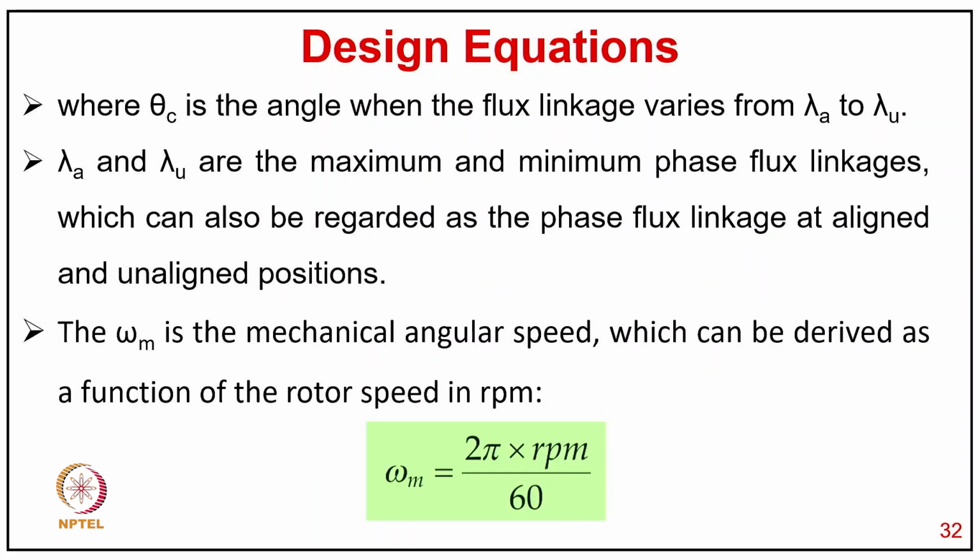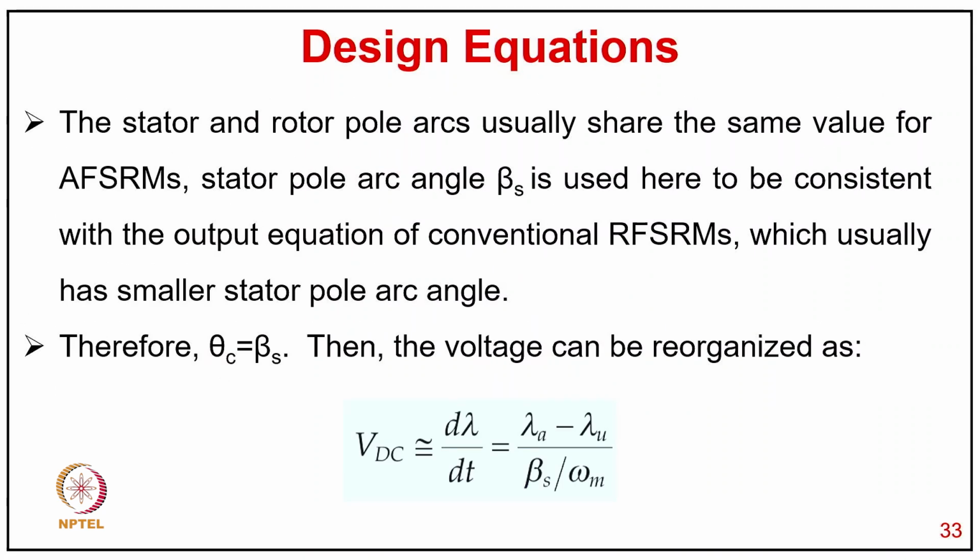Here theta c is the angle over which the flux linkage varies from lambda u to lambda a, where lambda a and lambda u are the maximum and minimum phase flux linkage, which can also be regarded as the phase flux linkage at the aligned and unaligned positions. Omega m is the mechanical angular speed, which can be derived from the rotor speed in rpm, that is omega m equal to 2 pi into rpm upon 60. The stator and rotor poles usually share the same value for the axial flux reluctance motor. The stator pole arc angle beta s is used here to be consistent with the output equation of the conventional radial field reluctance motor, which usually has a smaller stator pole arc, and therefore theta c equal to beta s.